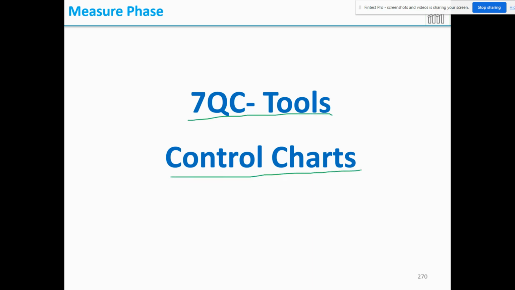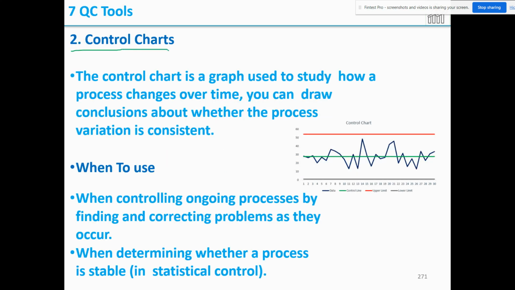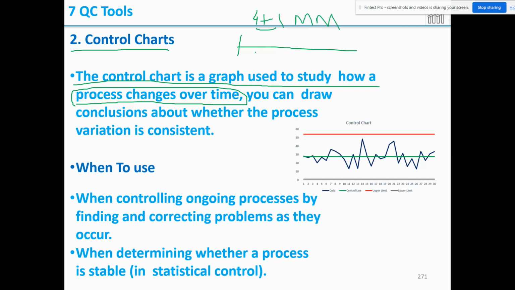In that we are going to see control chart. The second quality control tool is a control chart. So what are control charts? The control chart is a graph used to study how a process changes over time. Say you're turning a diameter 4 plus or minus 1 mm. Suddenly it goes to 4 mm, the variation is very less. Suddenly the graph goes high, it means it's producing oversize. So control chart is a graph used to study how a process changes over a time.